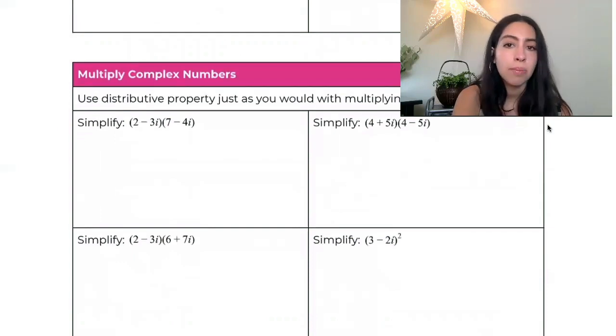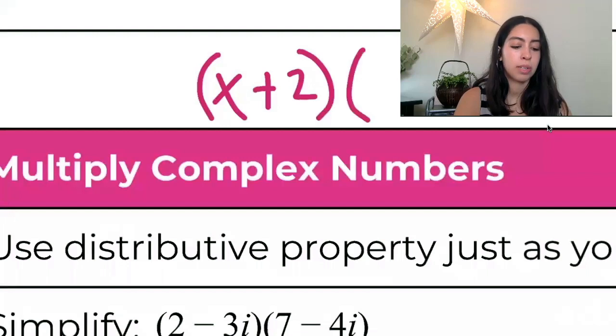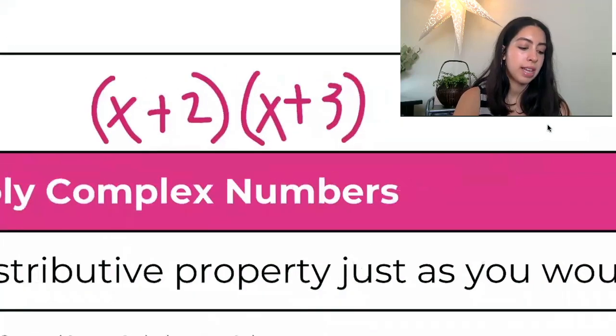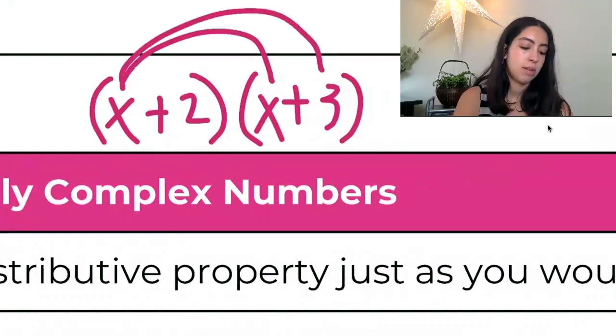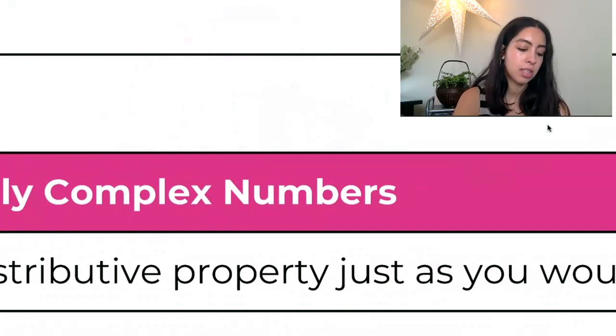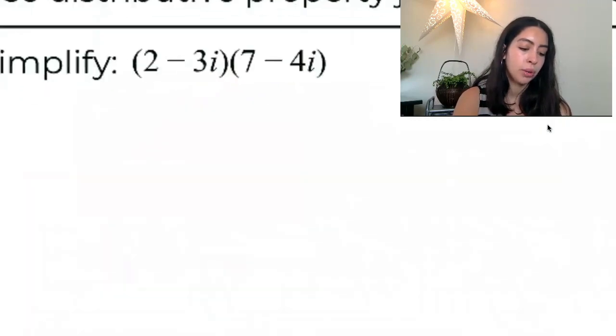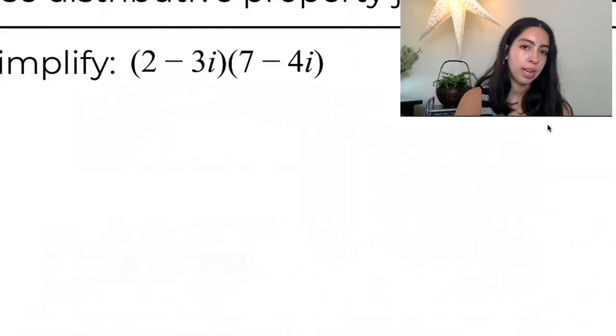So when you're multiplying complex numbers, the same distributive property that we use when it comes to multiplying binomials will apply. So for example, if you had x plus 2 times x plus 3, you would multiply this by multiplying your x's, and then multiplying x times 3, and then multiplying 2x, and then multiplying 2 times 3, and adding that all up. So the same process applies here. We have 2 minus 3i times 7 minus 4i.